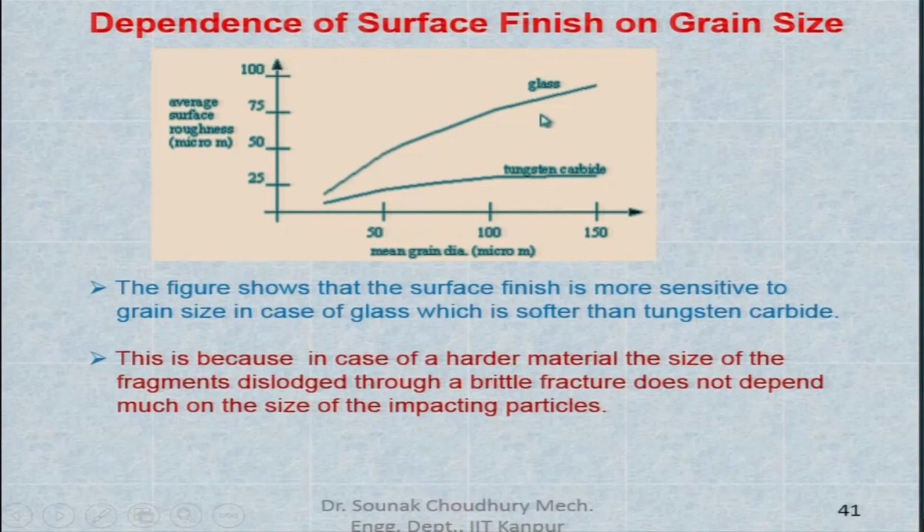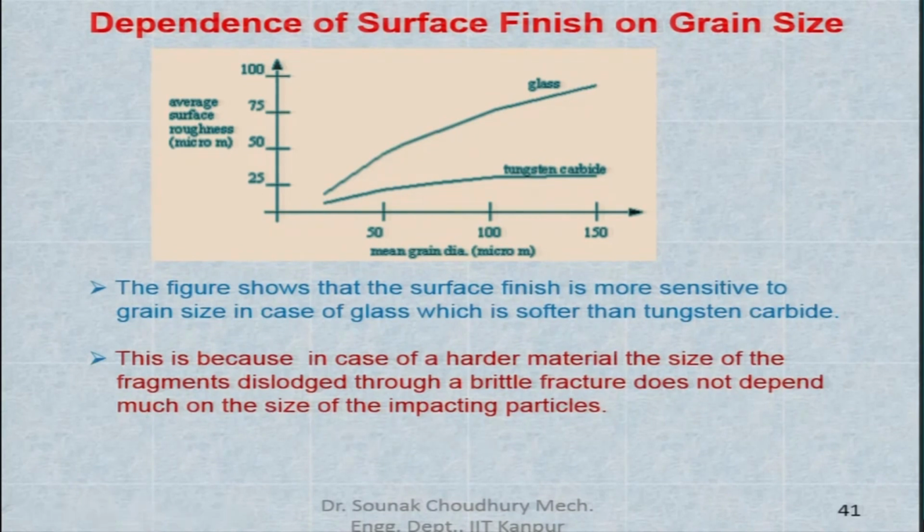So, therefore, it is more sensitive in case of glass, which is softer than the tungsten carbide. That is why this happens in this way. This is because in case of a harder material, the size of the fragments dislodged through a brittle fracture does not depend much on the size of the impacting particles.